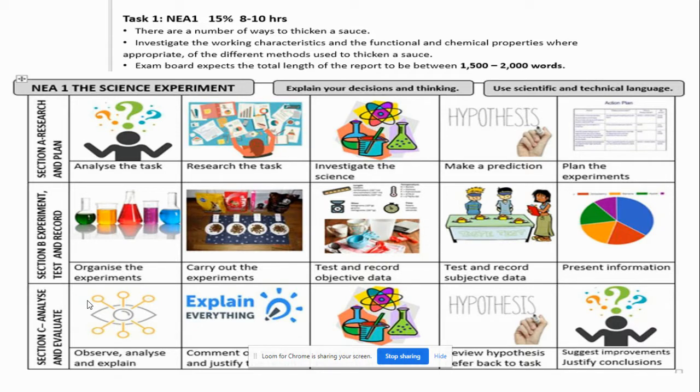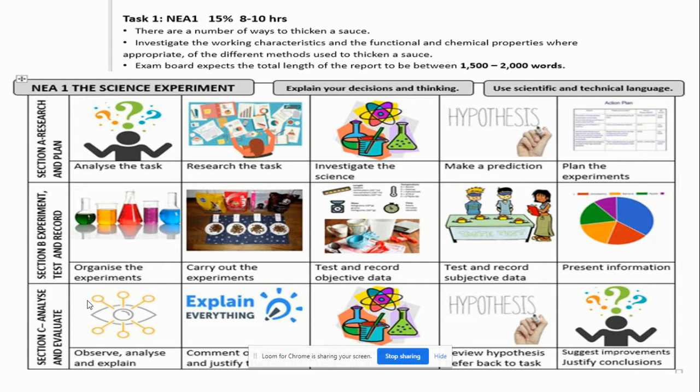So the first task takes on average 8 to 10 hours. At the end of the task, your son will have produced a report of 1,500 to 2,000 words. And this coursework is primarily based on science and science experiments with food. So it's not necessarily about cooking and presenting food. It's about investigating the chemistry and also biology of food, human body. So let's have a look.